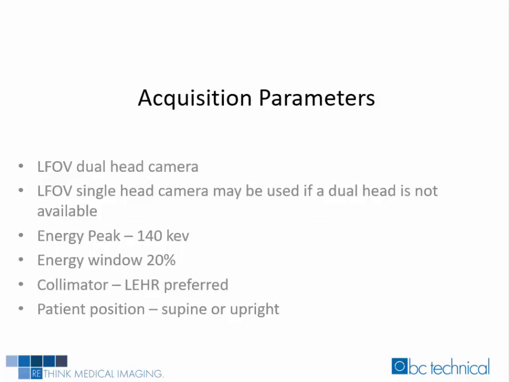The acquisition parameters are a large field of view, dual head camera. A large field of view, single head camera may be used if a dual head camera is not available. The energy peak should be 140 keV, energy window 20%. The collimator should be a low energy, high resolution. Patient position should be supine or upright.